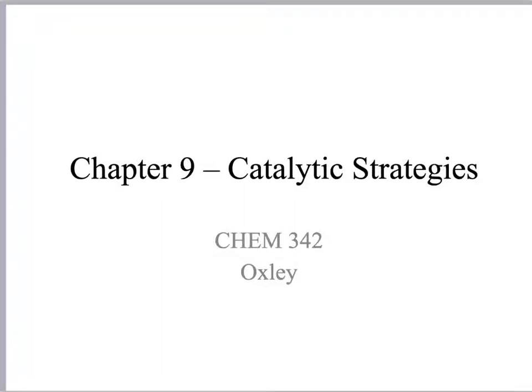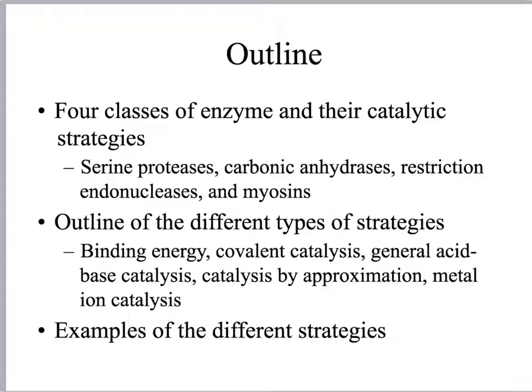In Chapter 9, we're going to explore the different types of catalytic strategies that are employed by different enzymes. So just to look at an outline of the overall chapter, we'll look at the 4 classes of enzymes and their catalytic strategies. When we're talking about the classes of enzymes, we're talking about just examples of some enzymes that are present. So we'll look at things like serine proteases, carbonic anhydrases, restriction endonucleases, and myosins.